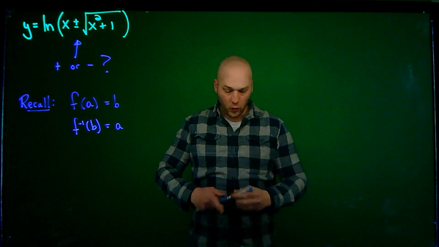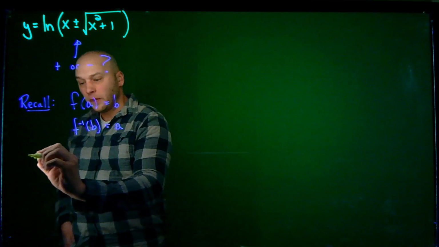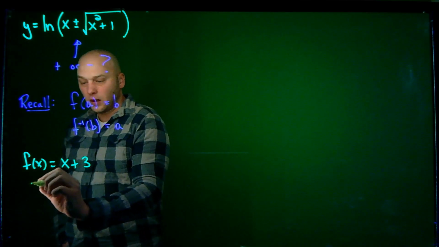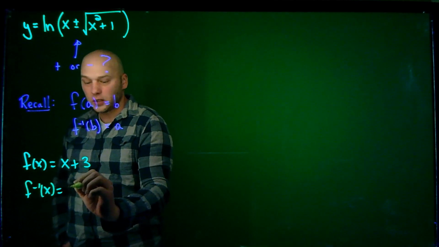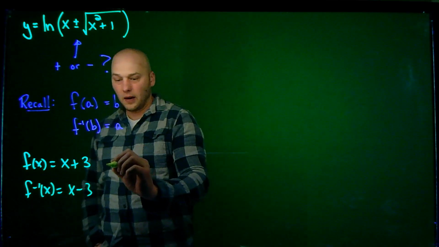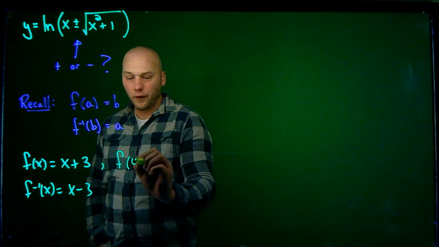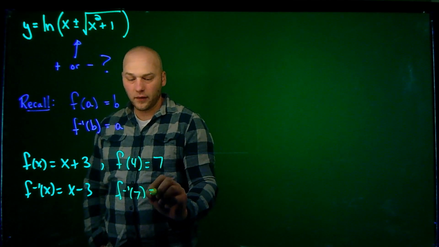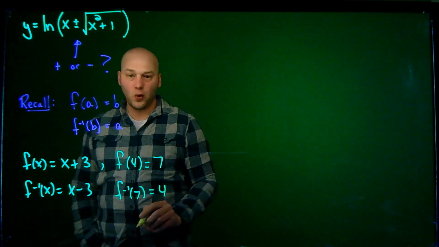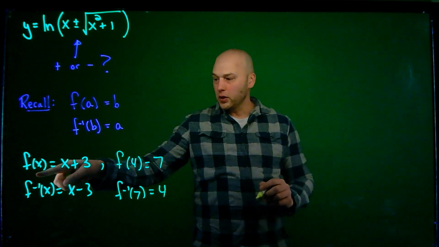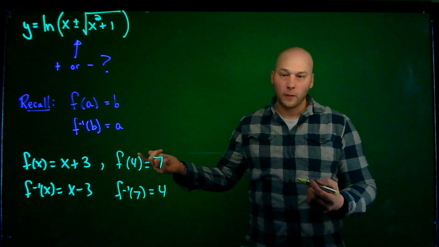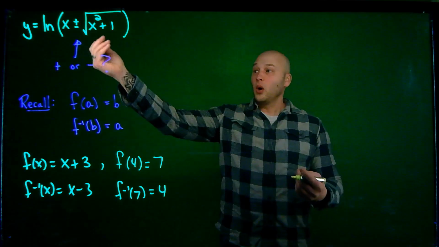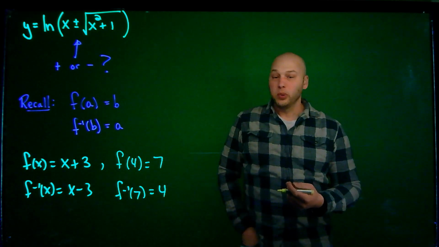For a really quick example to illustrate that, if the function f of x is, let's say, x plus 3, then of course the inverse is x minus 3. And if I look at the function value f of 4, of course that's equal to 7. And then if I take f inverse of 7, that'd be 7 minus 3, which is 4. So again, in a function that has an inverse, the inputs and the outputs switch. Well, that must be true in this case as well. So the question is, which one will actually work out, the plus or the minus?